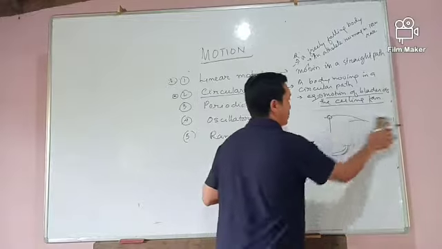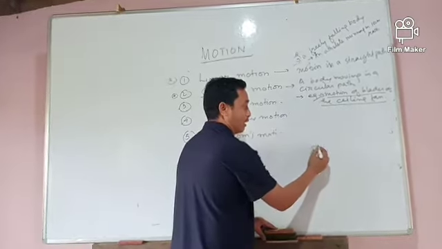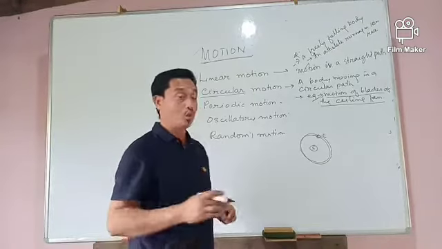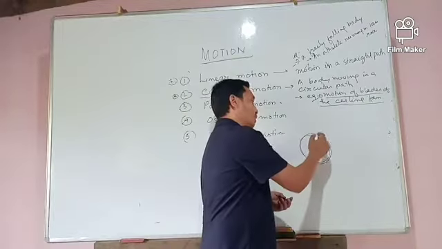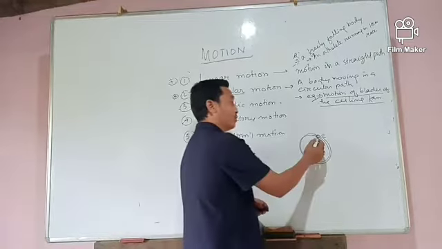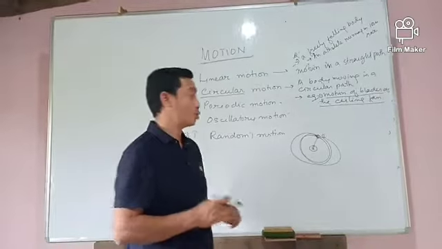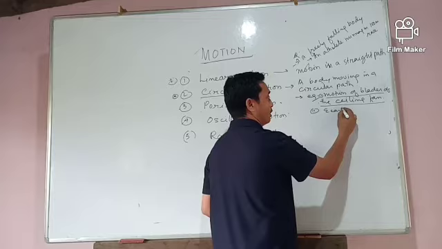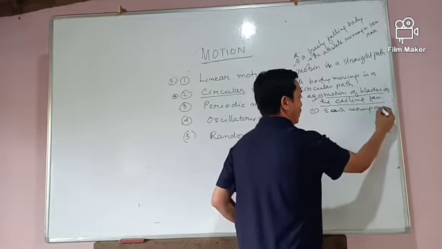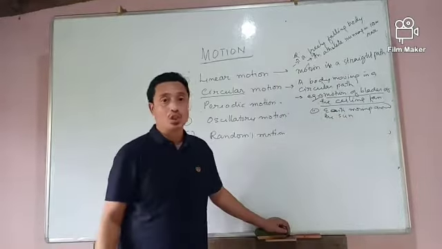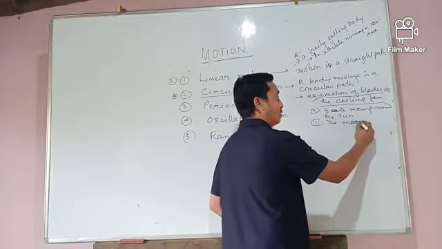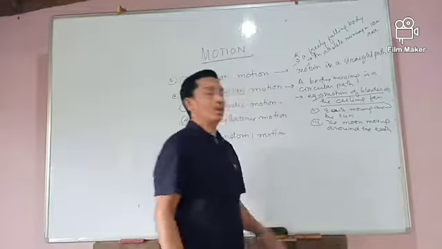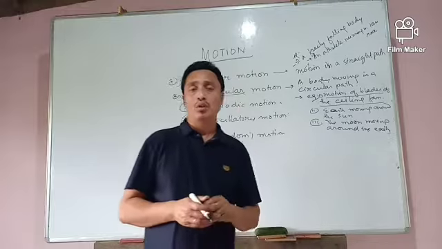Now another example of circular motion. In the sun and earth system, the earth is revolving around the sun in a circular path. Actually, they are elliptical in nature, but for some cases we will consider the sun and earth system as a circular path. So example number 2 is the earth moving around the sun. Number 3, the moon moving around the earth is also circular motion. These are some common examples of objects in circular motion.